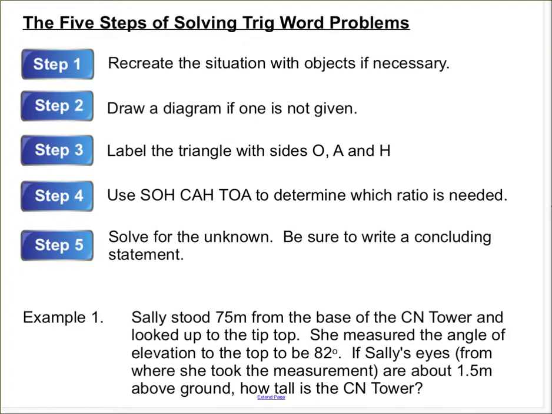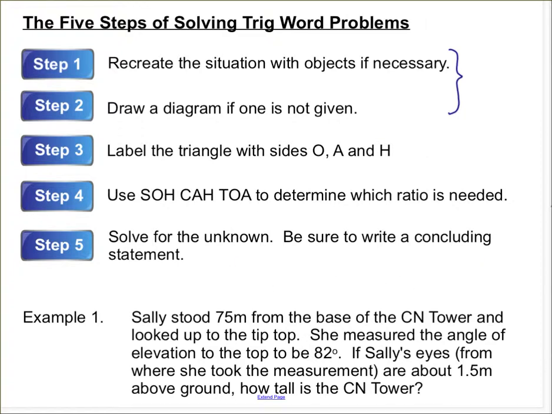So let's have a look at these things. Five steps of solving trig word problems. Recreate the situation with objects if necessary. If you have to actually build a little model of the CN Tower with a little girl looking up at it, you're more than welcome to. Draw a diagram if one is not given. Label the triangle with sides O, A, and H. Now this is actually looking a whole lot like all of the other ones. This is the only part that's different from the things that we solved already. We have to recreate the situation and think about the diagram. Once we have the diagram, then it's the same as the rest of it.